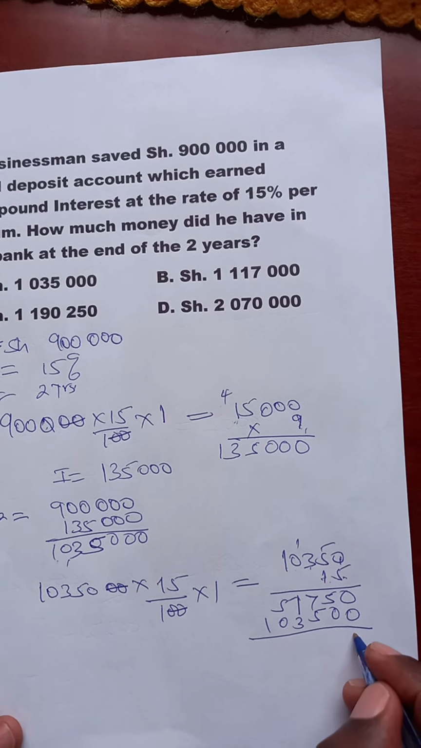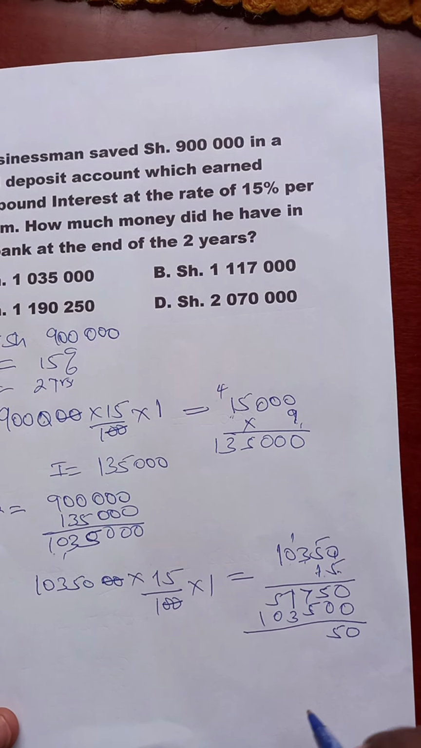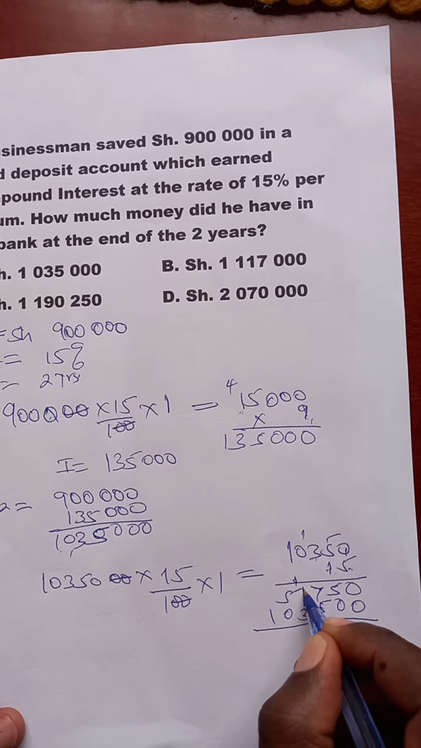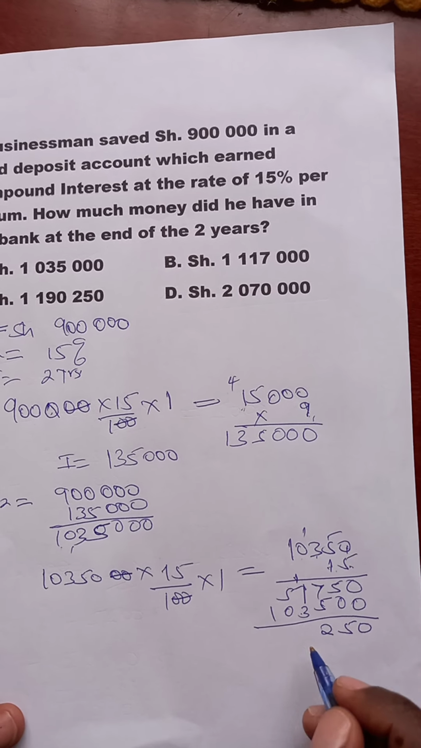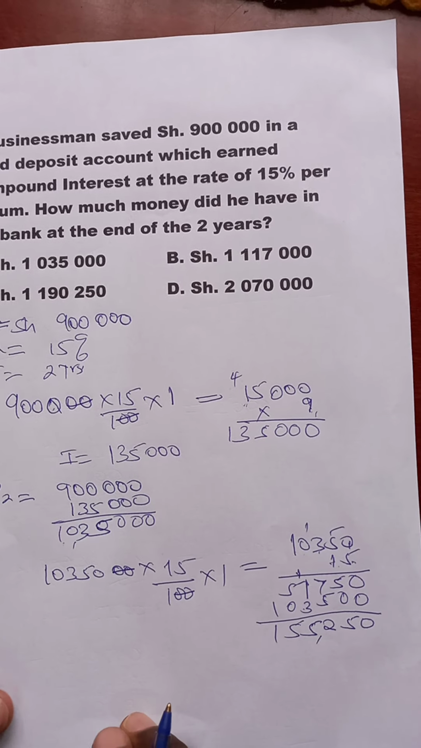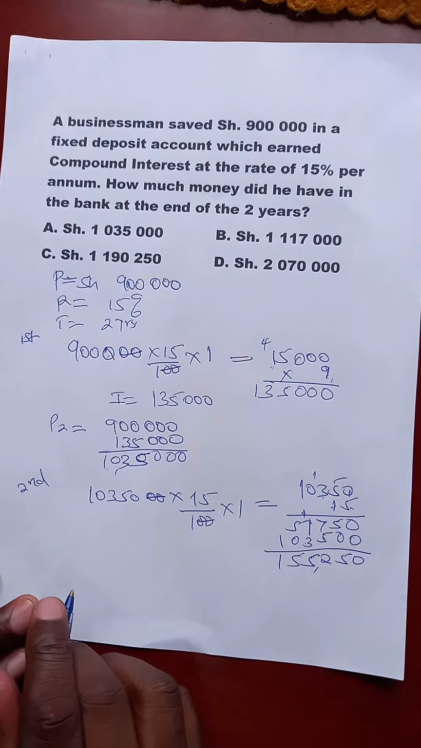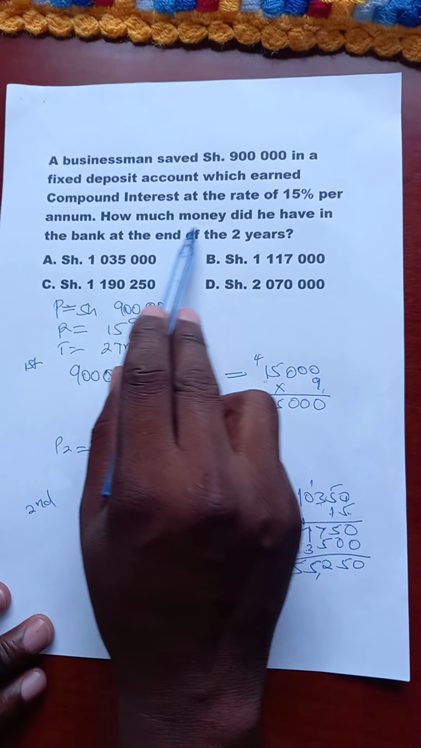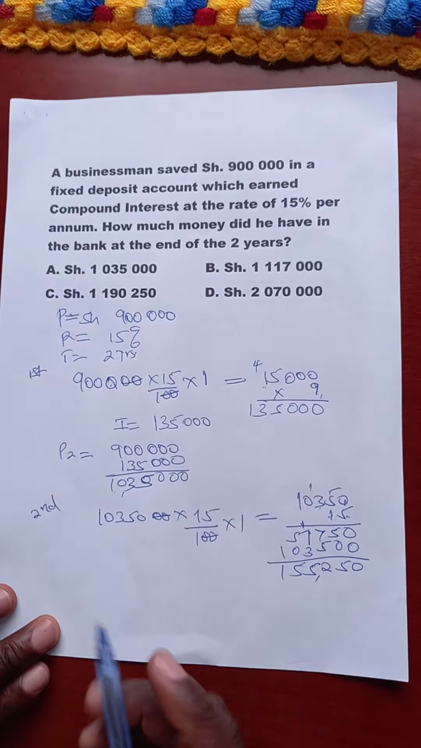We add 0, 5, 7 plus 5, 12, carry 1. 1 plus 1, 2 plus 3, 5, 5, 1. The interest will be 155,250. The question is asking how much do you have in the bank at the end of the year?